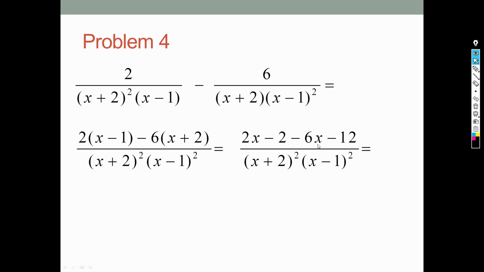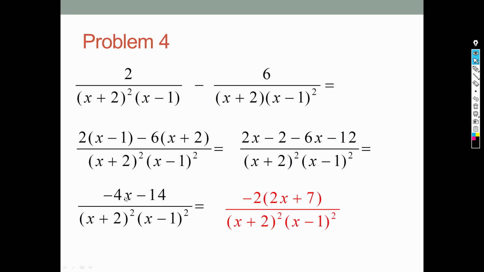2x minus 6x gives a minus 4x. Minus 2 minus 12, minus 14. So there we have it. Minus 4x minus 14. And then what can we factor out of here? Negative 2 will go into the minus 4. It will go into the minus 14 also. So I took out the negative 2. Left me with 2x plus 7. Notice minus 2 times 2x is minus 4x. Minus 2 times 7, minus 14.